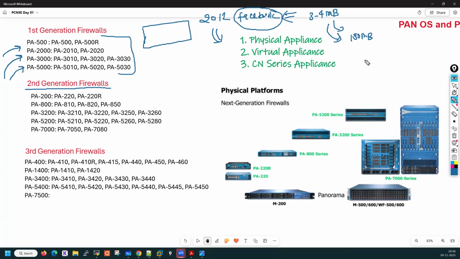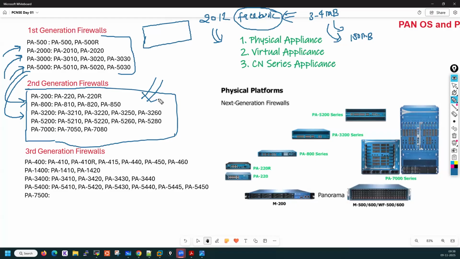And day by day technology also enhances, right, at the hardware level, like your CPU chip and all. So what they have done, the new hardware, very fast, very high-end computing chips, they implemented, and those devices are known as second generation firewalls, where they have added lots of things. Maybe in those devices they had DDR3 RAM, but here they have DDR4 RAM.